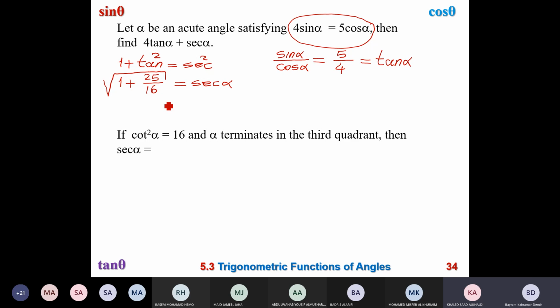Yes, it's root of 41 over 16, which is root 41 over 4. So this is the sec alpha. Yes.